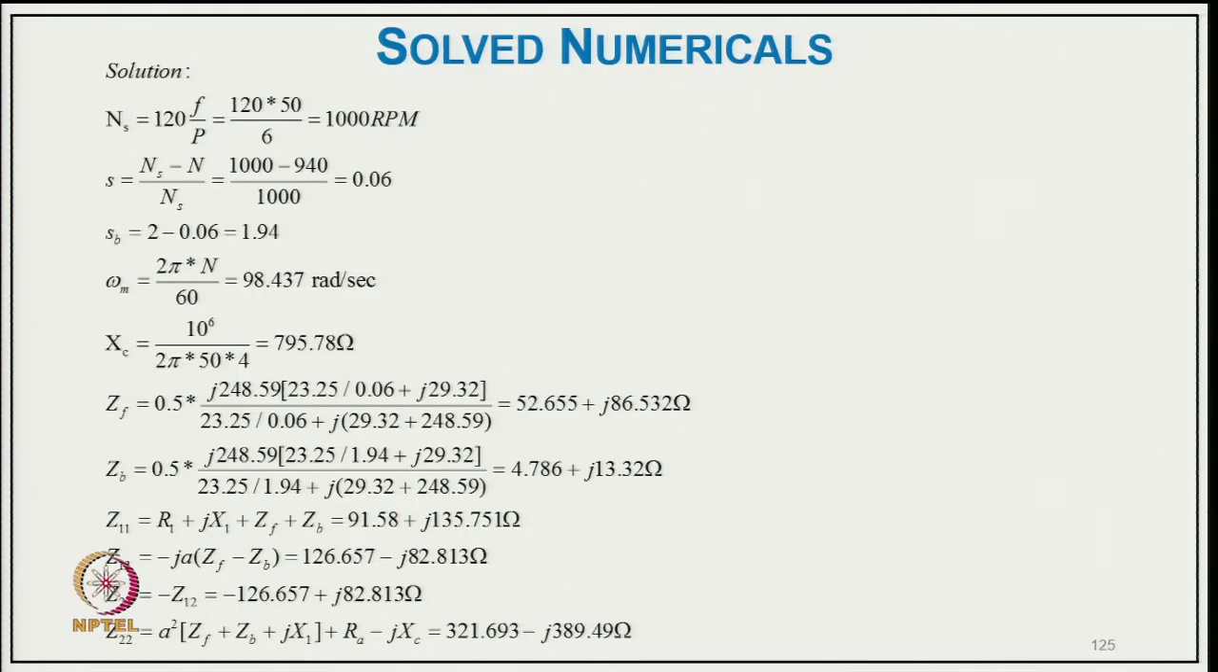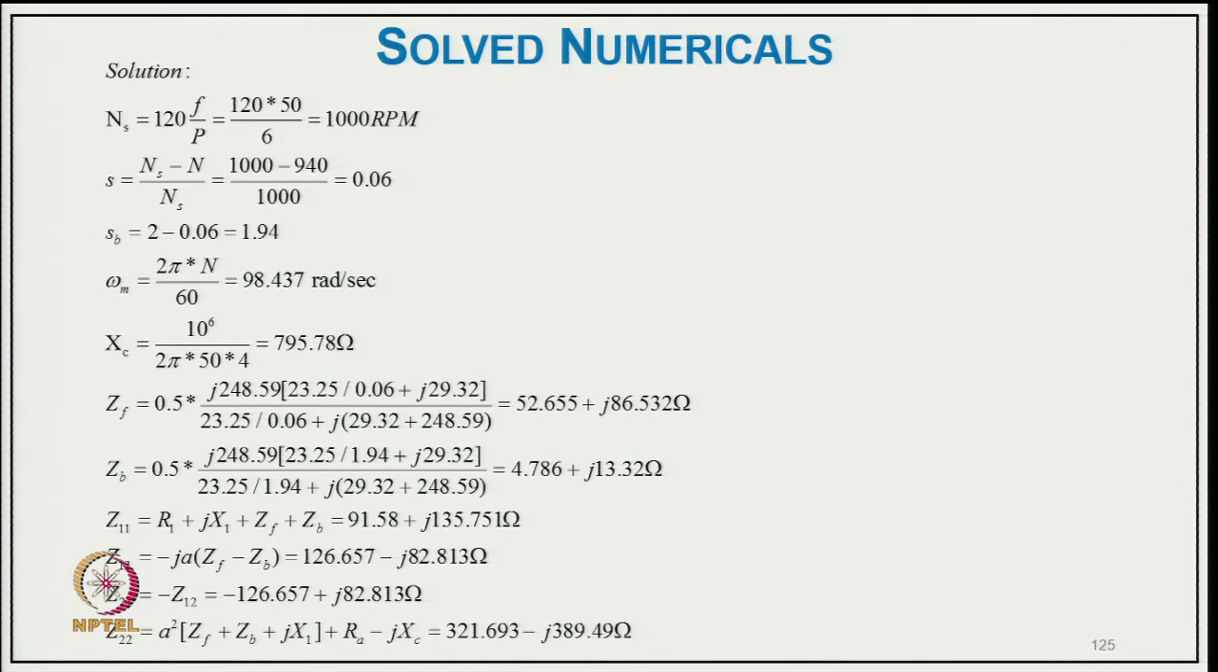So, calculating the synchronous speed, 120 f by P, it comes to 1000 rpm. The slip, putting in the value of 940, is 0.06, and SB will be 2 minus S, that is 1.94. Omega m will be 2 pi N upon 60, which comes to 98.47, and omega S equals 2 pi N upon 60, that is 104.72. We can calculate ZF by putting in the values, and it comes to 52.65 plus j86.